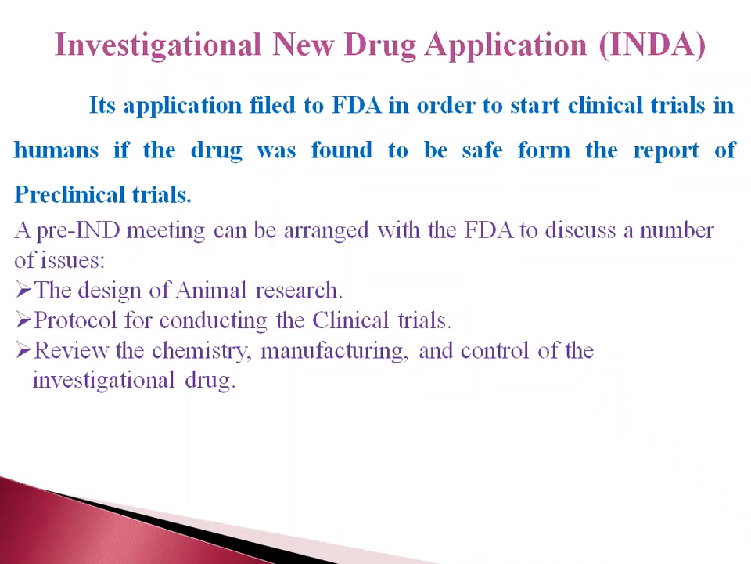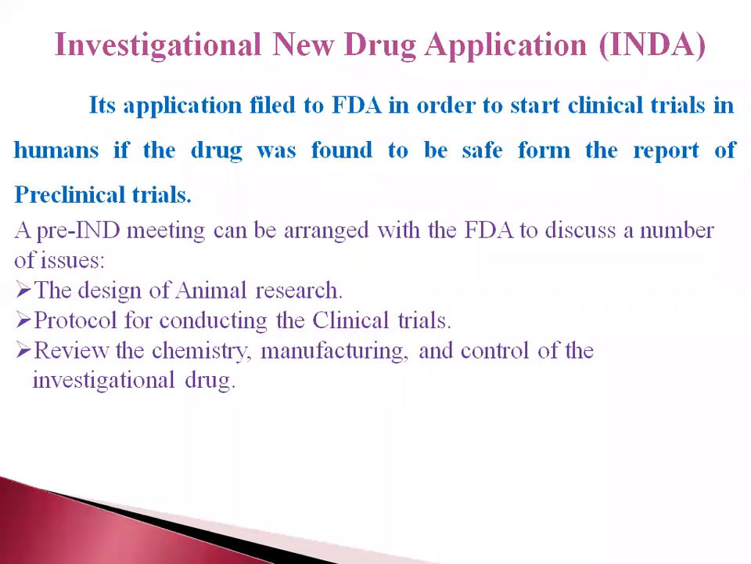Investigational new drug application means what? We have already seen that we need to check safety and efficacy. If it is okay, then we can go for an investigational new drug application. Once it is approved, we can go for clinical trials, phase 1, 2, 3, 4. It is an application filed to the FDA in order to start clinical trials. Once we confirm that we need to go for clinical trials, in that case we need to file an IND application for humans.